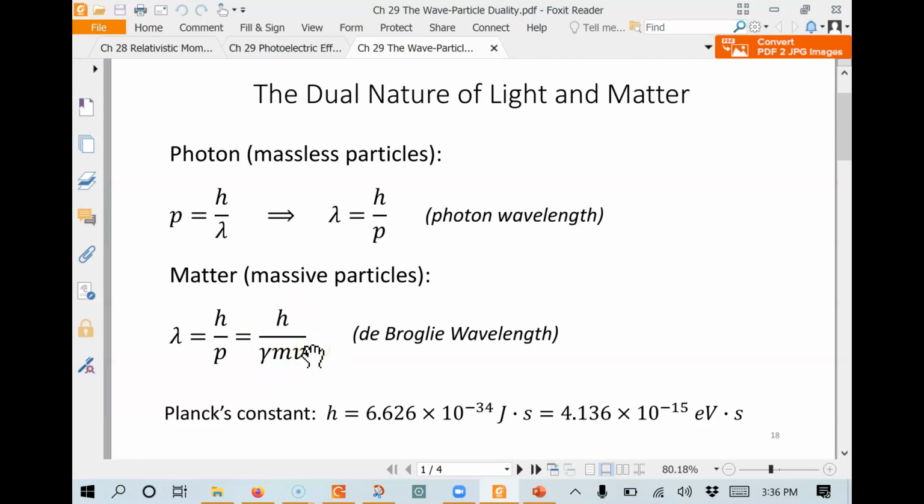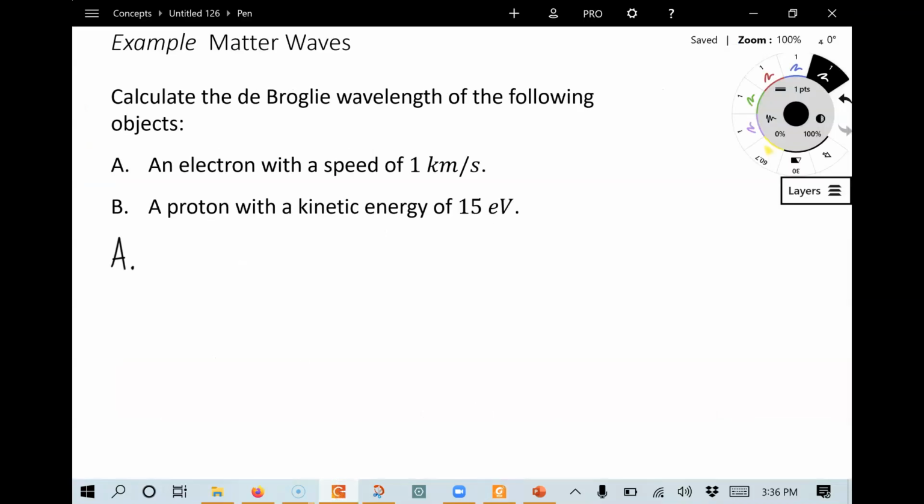But in all these problems in chapter 29, these are going to be non-relativistic speeds, slow enough that gamma is essentially equal to 1. We can just use the classical formula, momentum equals mass times velocity, or magnitude is mv. So let's go ahead and write that down. The de Broglie wavelength of a matter wave is h over p, and p is going to be mv, the classical expression. The speed is 1 kilometer per second. Sounds fast, but nowhere near the speed of light.